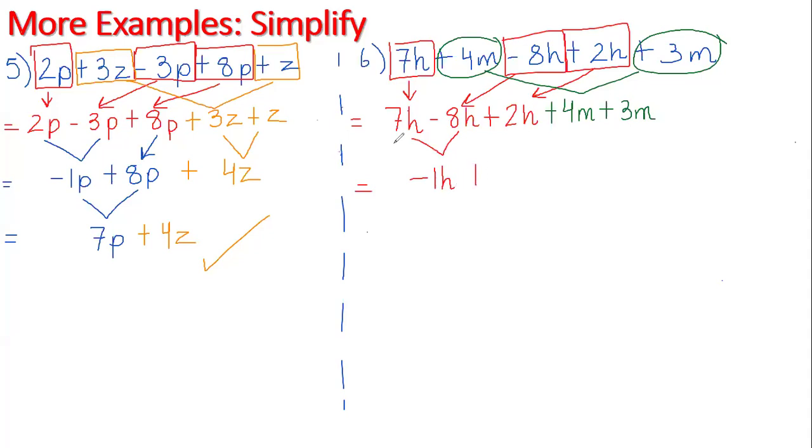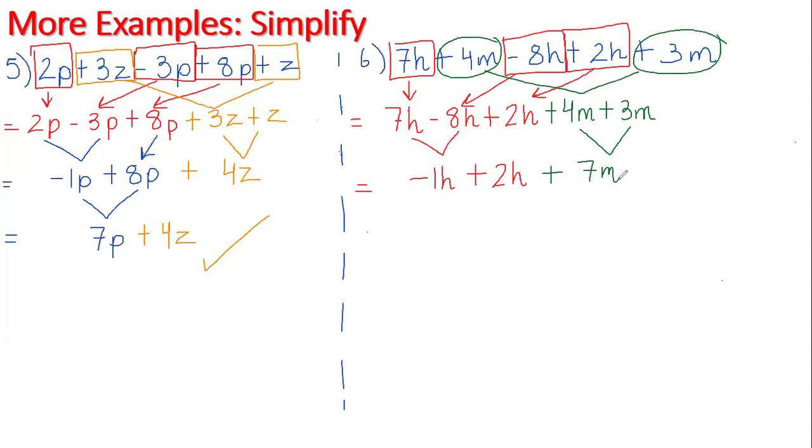Plus, because we subtract, let me take the sign of the bigger number, plus what? 2H. 2H, very good. Plus 7M. We add these two and it's going to be what? 7M. Good.